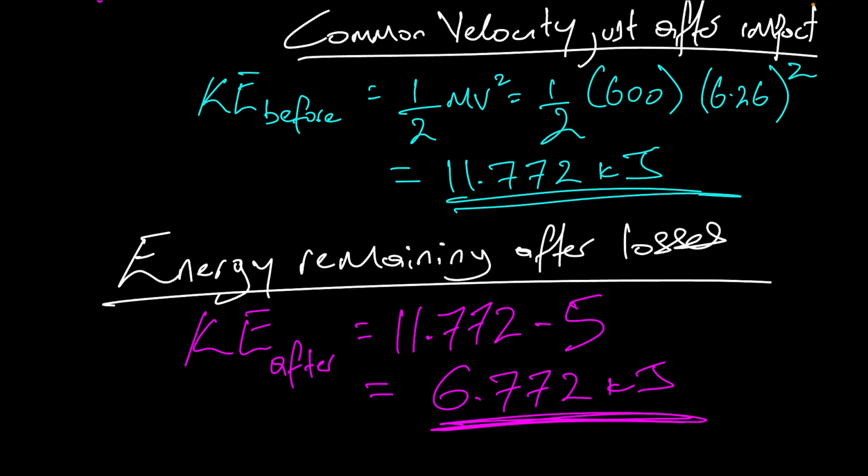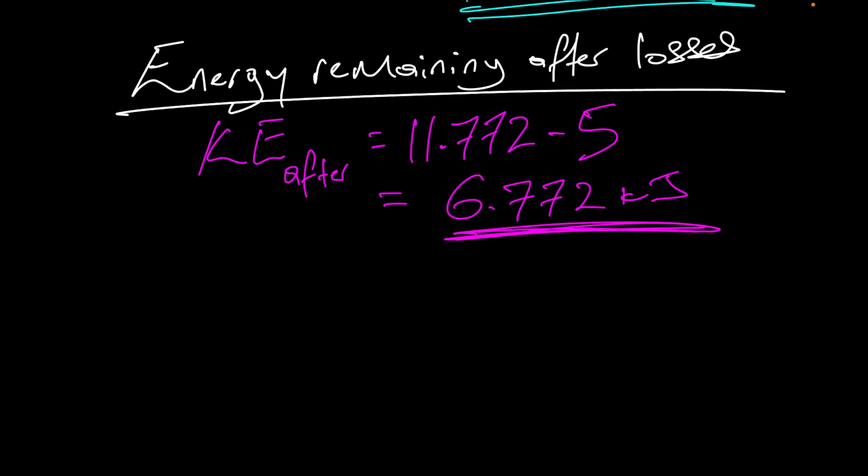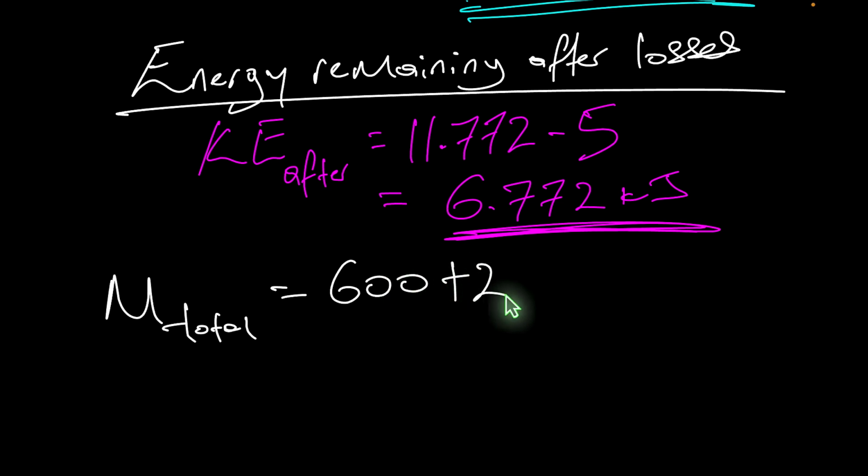So at this point we have a combined mass because our two objects are now together. It's an inelastic collision, so they are together now. So we should have a combined mass of the two, and that will be the 600 for the pile driver plus the 250 kilos for the pile. So the combined mass now is 850 kilograms.